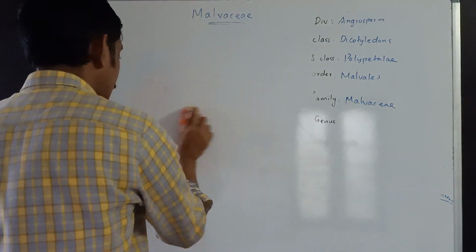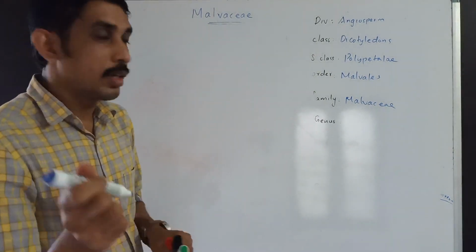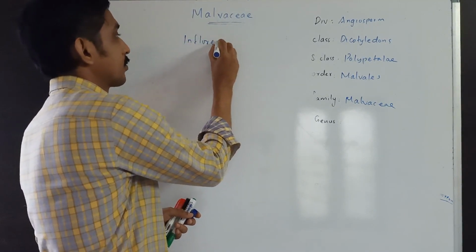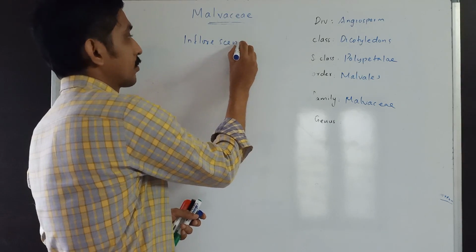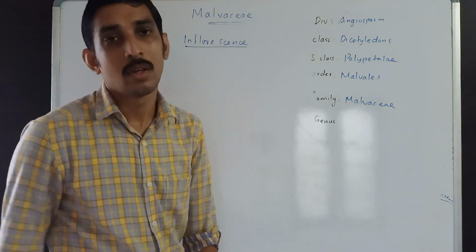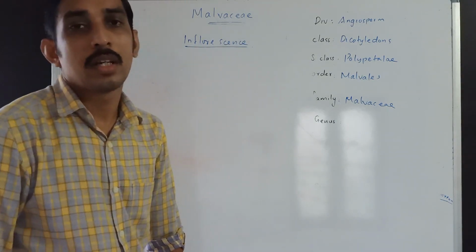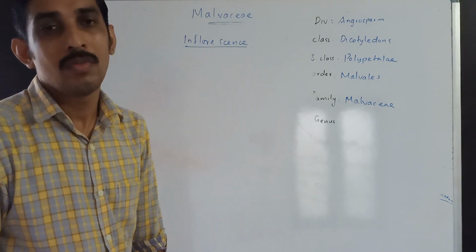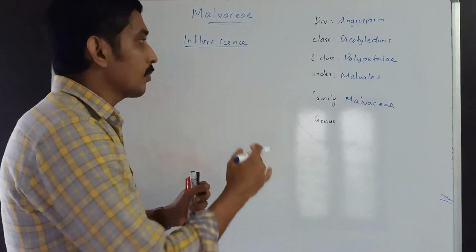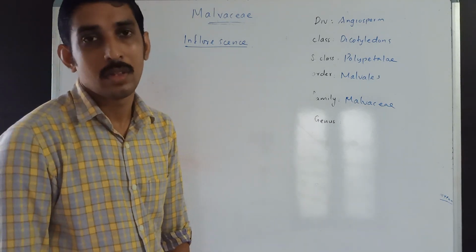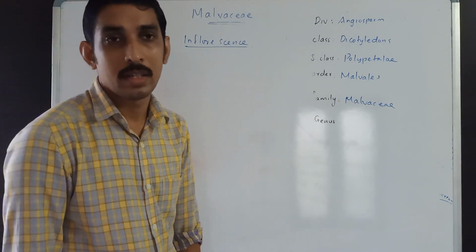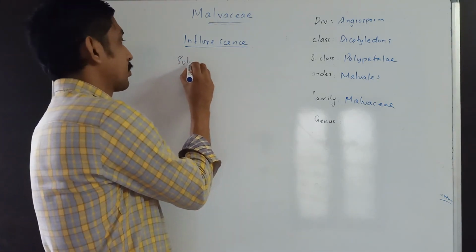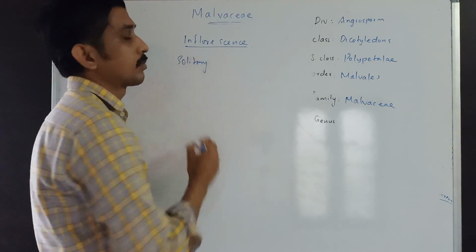Next, let us move on to the inflorescence. Usually the Malvaceae family consists of different types of inflorescence, whereas in the case of hibiscus, in the case of cedar, if you take that case, the inflorescence is usually a solitary cyme. It is a solitary cyme.